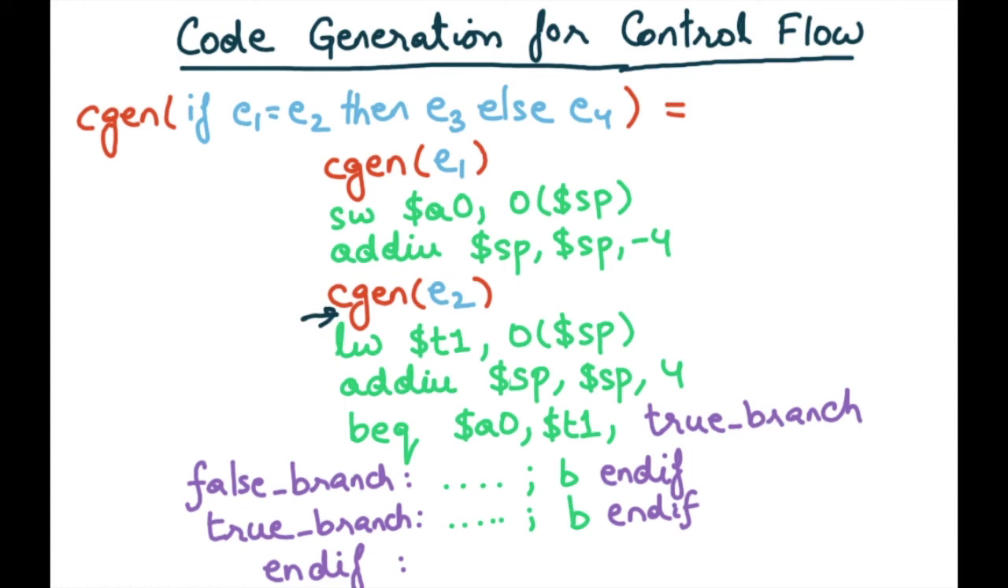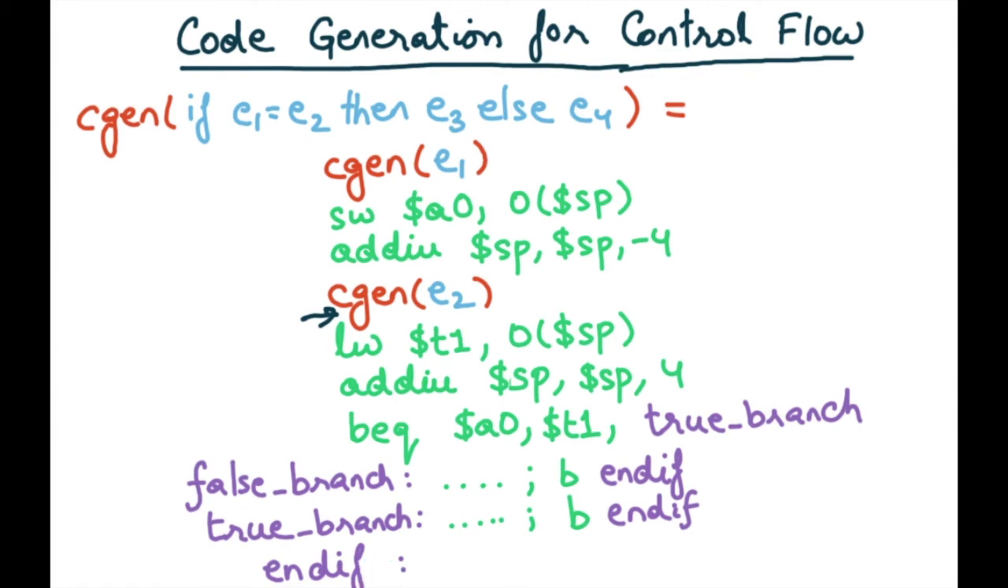At this point, after cgen E2, I'm ready to compute the equality relation. To do that, I first load from the top of the stack into T1, just like we were doing for addition. And I'm going to use the branch equal to check whether they are equal or not, and depending on that I'm going to either jump to a label called true branch, or fall through to the label false branch. Both true branch and false branch are going to do some computation. Typically false branch would compute E4 and true branch would compute E3, and then both of them would branch to the end of this whole expression computation, which is end if.